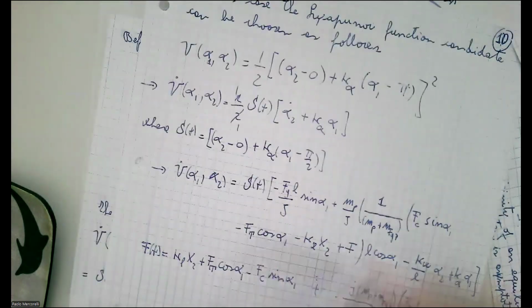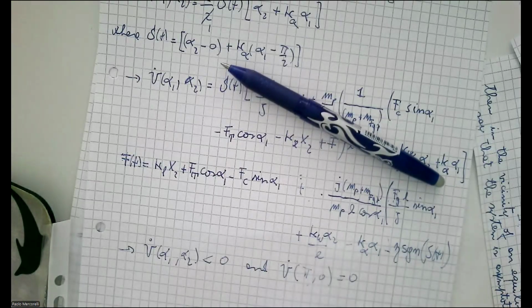What is the meaning of this design? I neglected x1 and x2. The idea is to stabilize just this position. If I give a disturbance, the car will move to stabilize this. But if the policeman pushes ahead the arm, the car will move ahead because it tries to stabilize this position.